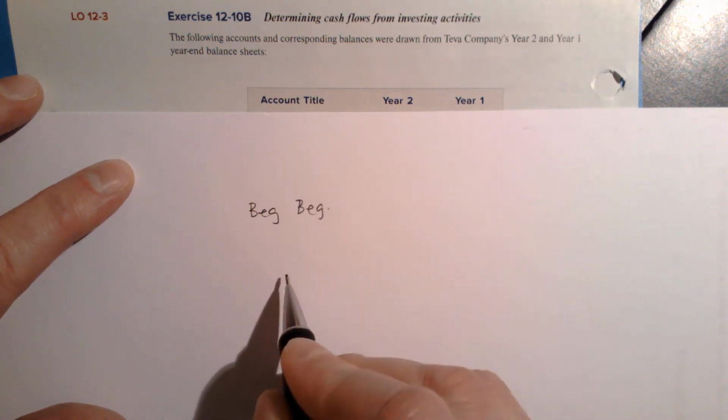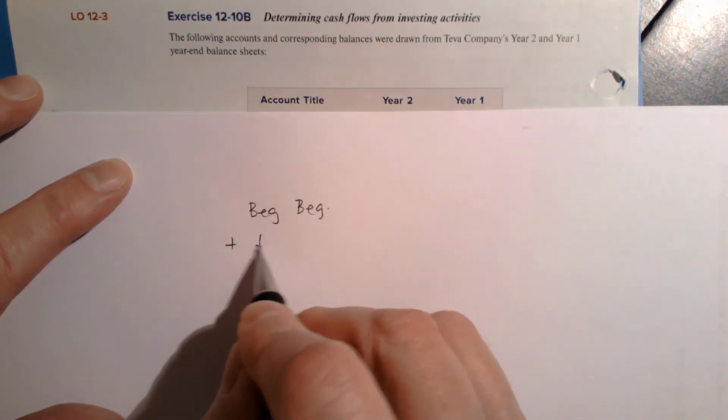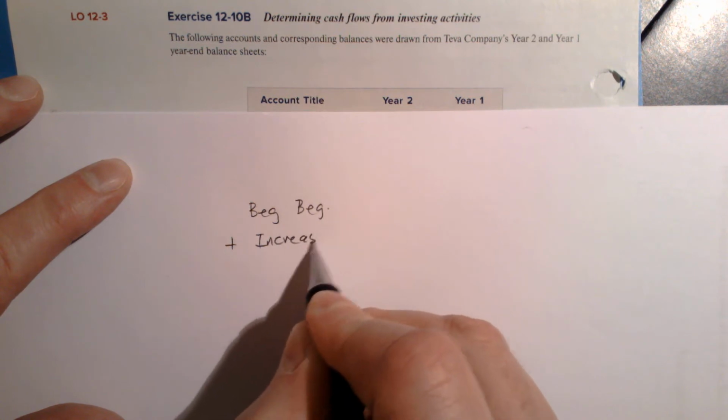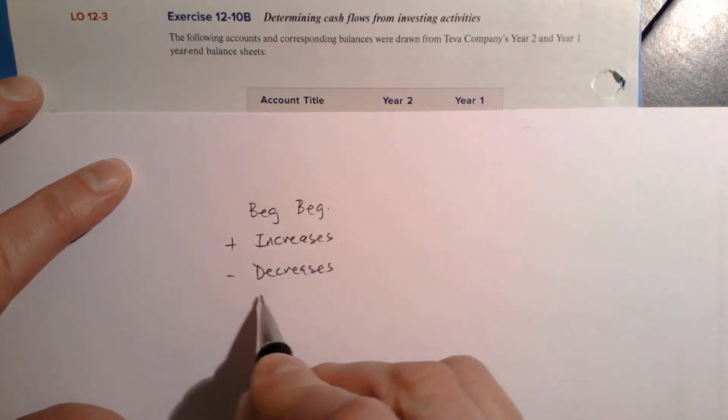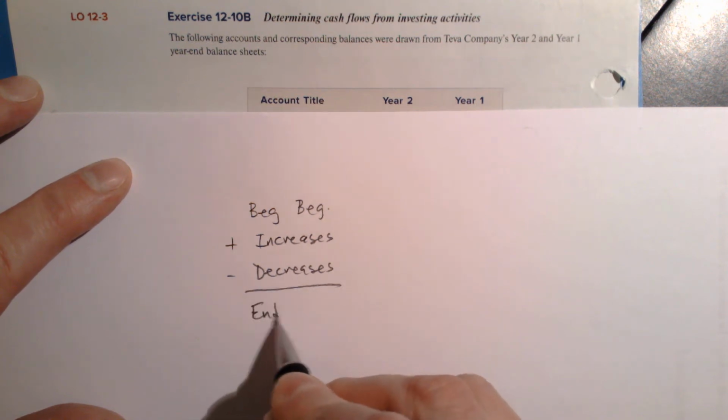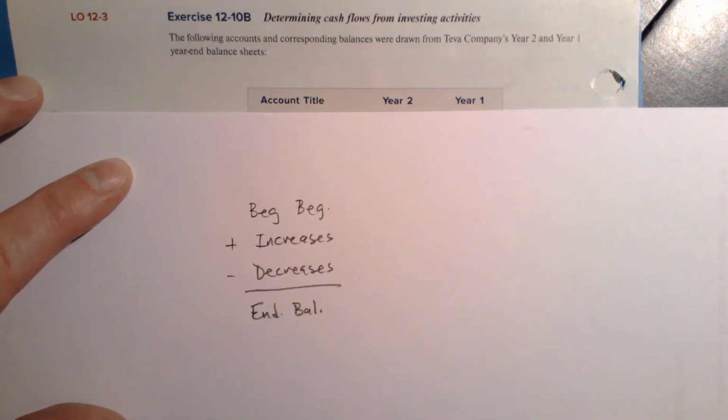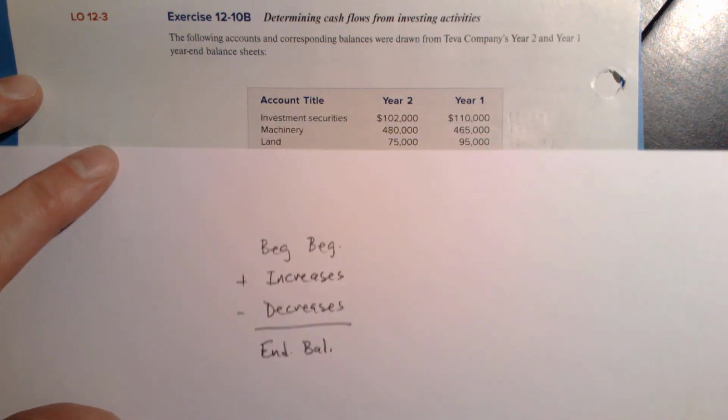We'll have a beginning balance. To that we will add increases. We'll subtract decreases. And of course that'll give us an ending balance. So that basic function can be applied to all of these different scenarios.